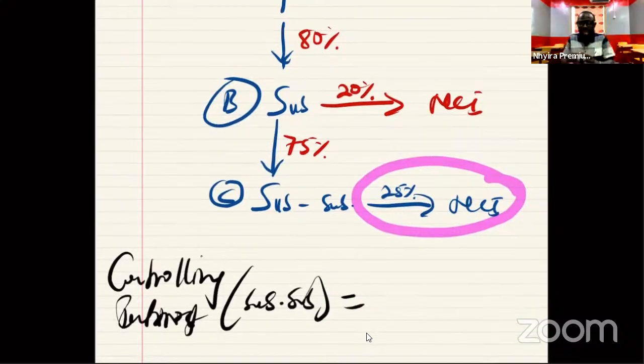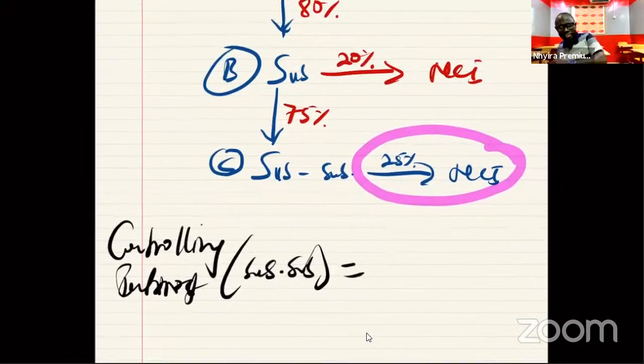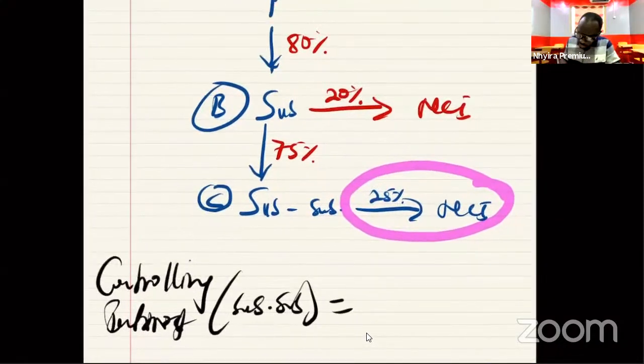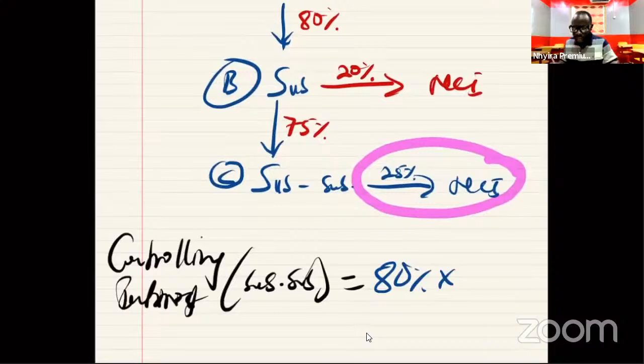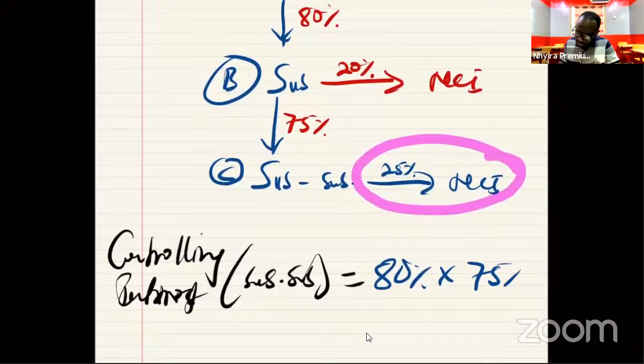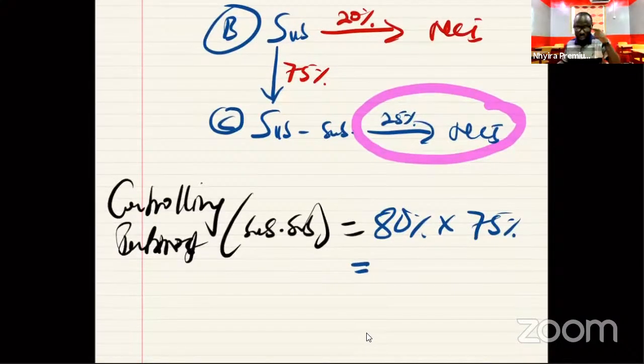For that reason, the controlling interest in the sub-subsidiary will be the parent entity's ownership, 80%, multiplied by the ownership that the subsidiary has in the sub-subsidiary, 75%. This is what gives us the controlling interest. Please multiply up for me. Let's see what we got. 0.8 multiplied by 0.75.